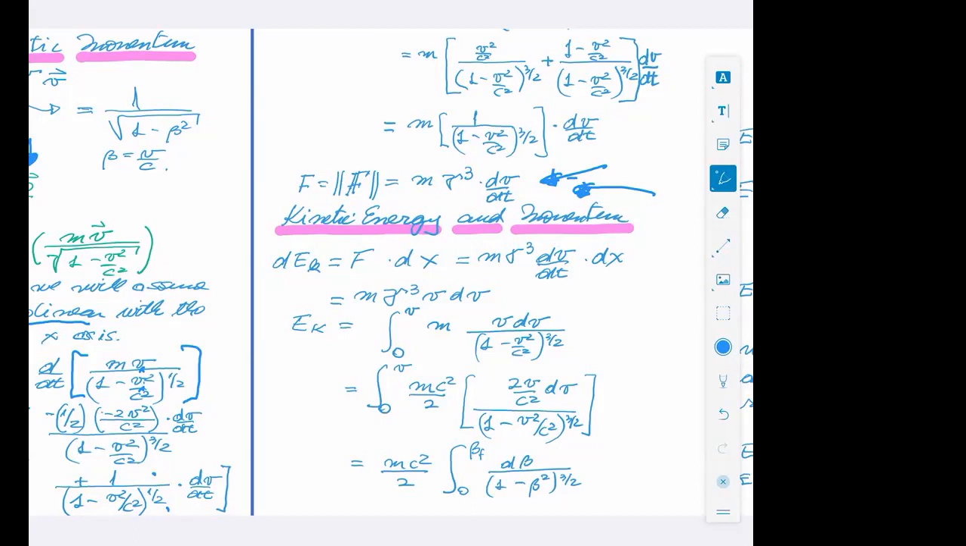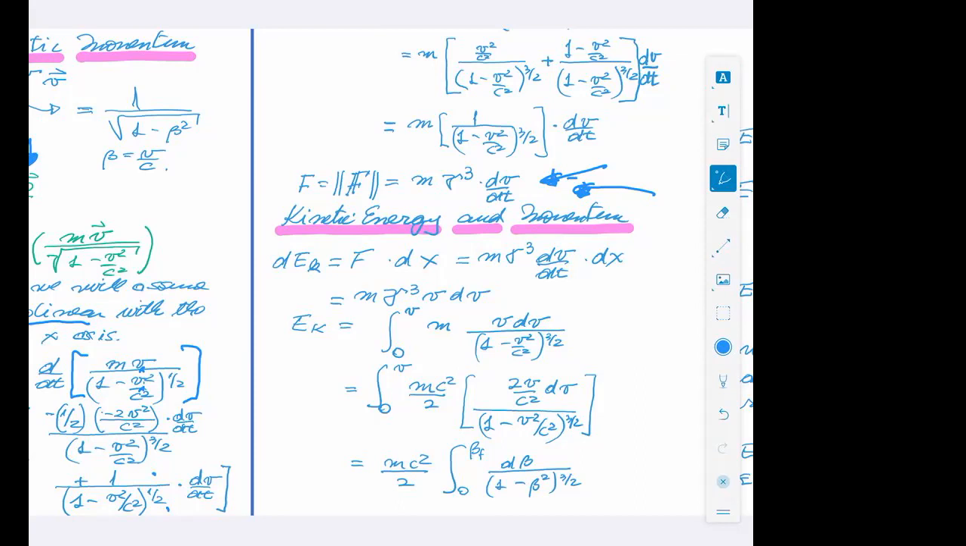Okay, so we have this expression for the force, and we're going to use it to calculate the kinetic energy. How do we calculate the kinetic energy? Well, we know by conservation of energy, which is also valid in relativity, that if we do work on a particle by displacing it with an applied force, the work that we do should be transferred to kinetic energy. We would like to find how the kinetic energy increases.